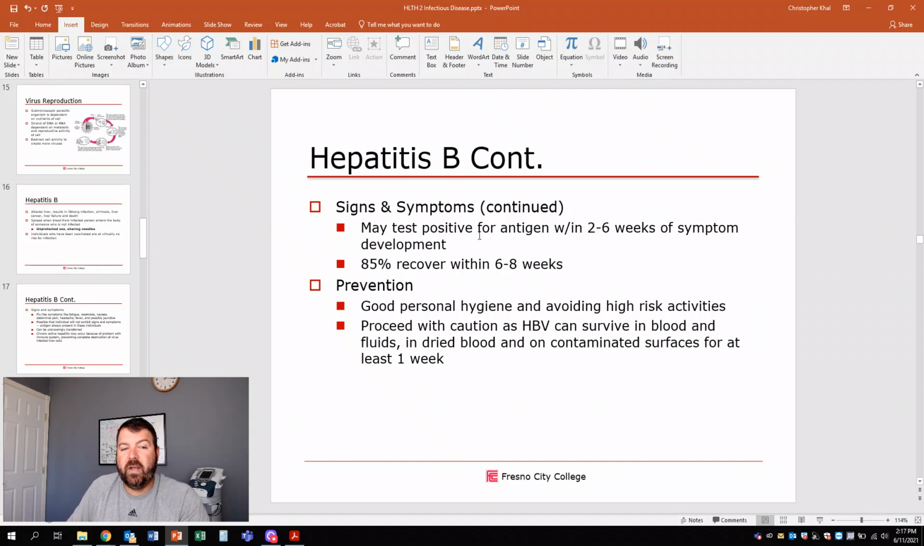You may test positive for antigens within 2 to 6 weeks of symptom development. 85% recover within 6 to 8 weeks. Prevention is good hygiene. Avoid high-risk activities. Proceed with caution, as HIV can survive in blood and fluids, in dried blood and on contaminated surfaces for at least a week.